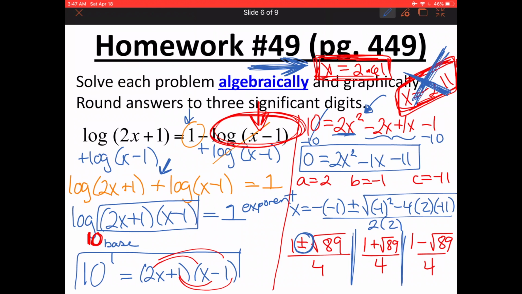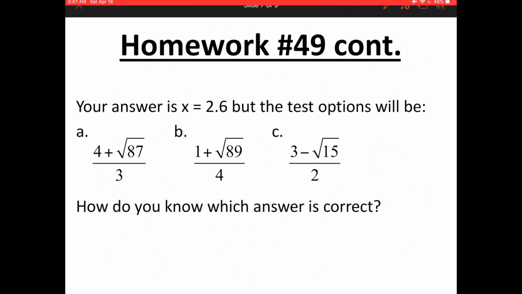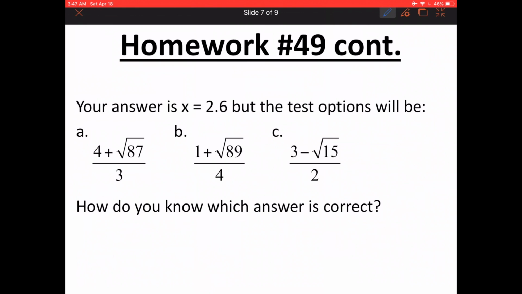Okay? The last thing we're going to look at is, even though the directions in all these problems wanted us to round to 3 significant digits, on the test that won't always be the case. So let's say, for example, we just get an answer of 2.6. Okay, and this is just basing it off number 49, but not necessarily. So if we get an answer of 2.6, your test options will look like this. They won't say 2.6 or 2.61. So how do we know which one is correct?